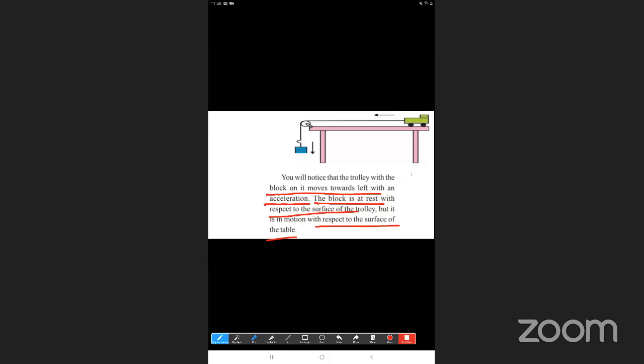Yes, so here the block on the toy trolley is at rest according to the surface of the trolley. Listen carefully here. According to the surface of the trolley, the block is at rest. But according to the surface of the table, this toy trolley and block both are moving in this direction.